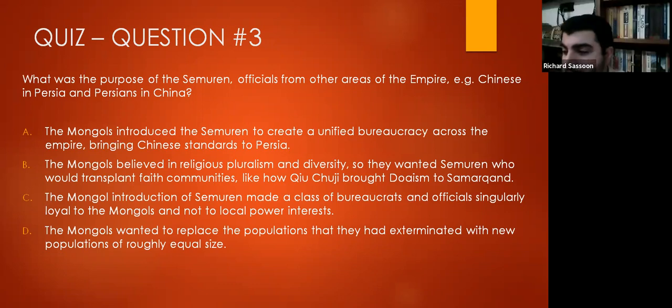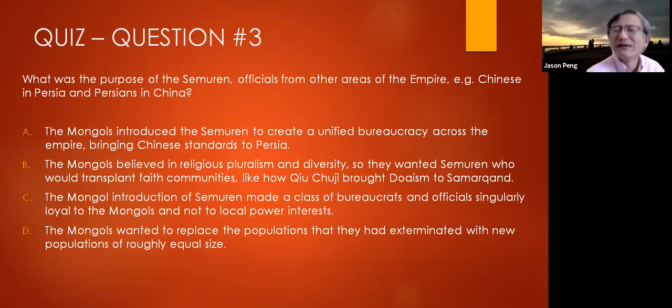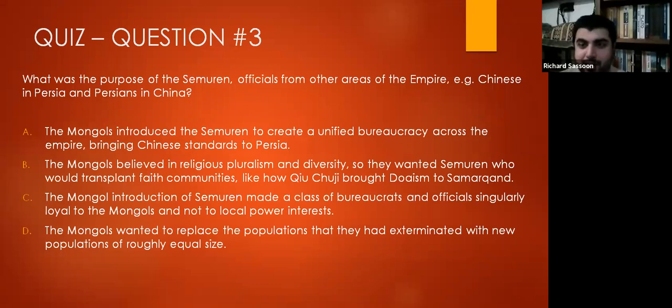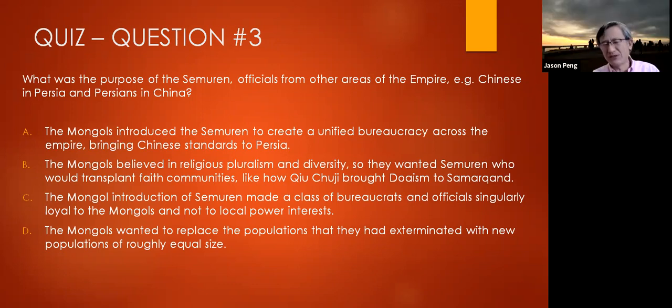Right. The thing is that the title Semuren was taken from the Chinese, but integrated into the Mongolic power structure. So the Persians would use this term, Semuren, but they didn't know what the meaning of the word was, right? They wouldn't know the etymology for it. So Persians call it Semuren because Chinese call it Semuren. Right, exactly, because that means the colored eye people.